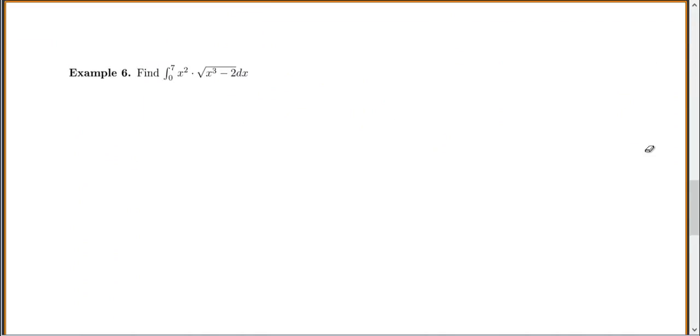Okay. Now though, we're going to try one with u substitution. We actually will learn a new trick. So let's integrate from 0 to 7, x squared times the square root of x cubed minus 2x. Now when I look at this one, I say, okay, u equals x cubed minus 2. That would be my first guess, because that's what's inside the kind of more complicated square root.